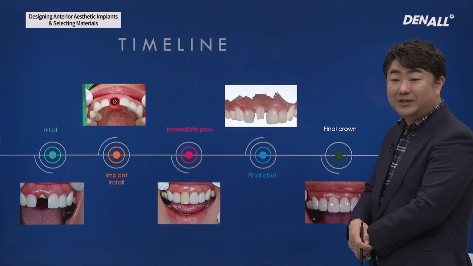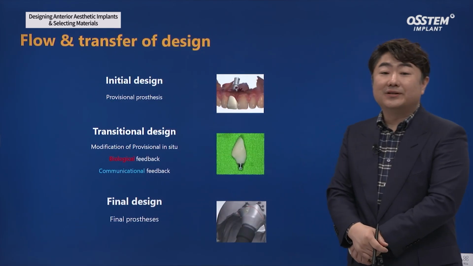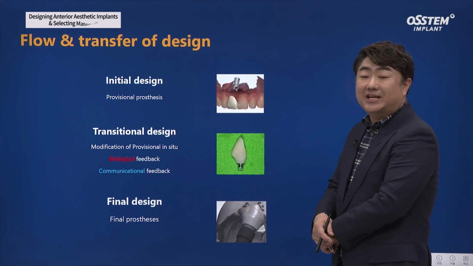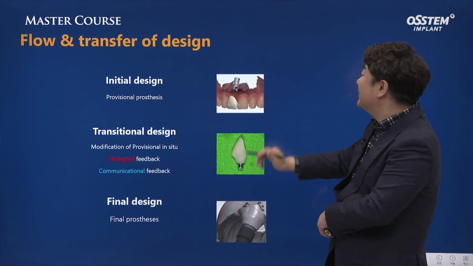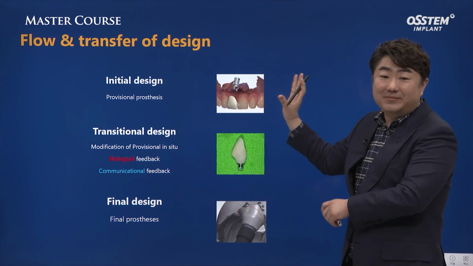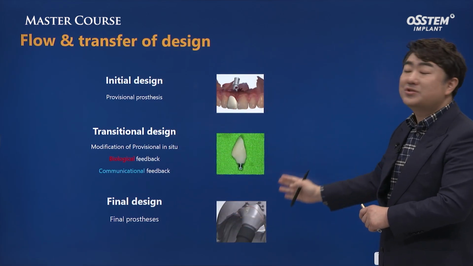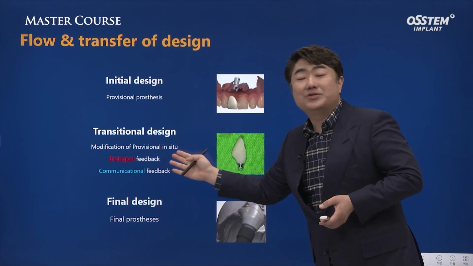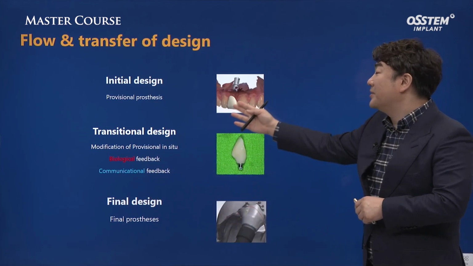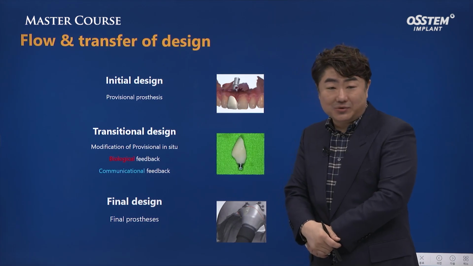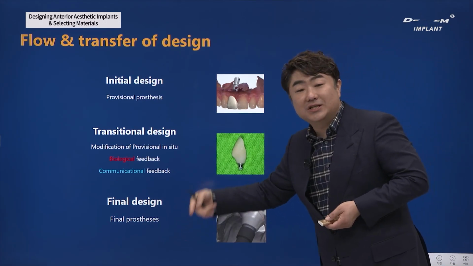The process of prosthesis design starts after implant placement. We start off with provisionals. This is the initial design. It is modified based on biologic feedback and patient communication. The design that is changed is referred to as transitional design. After that, we move on to the final design. That is the overall order.